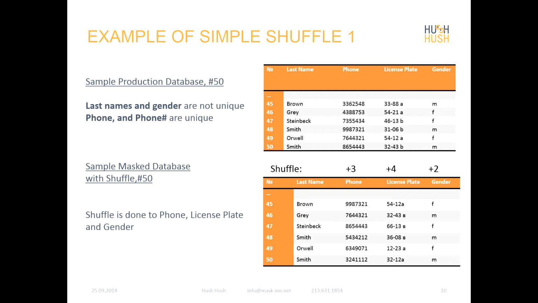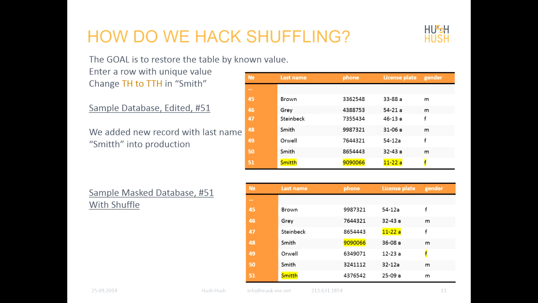Someone attempting to hack this algorithm would try to use data from the second masked table to restore the values in the first, the production table. One of the ways to do this is to enter a row with some unique traceable data, let's say a name, into the production table. Again, for simplicity, we assume in this example that the name does not shift.